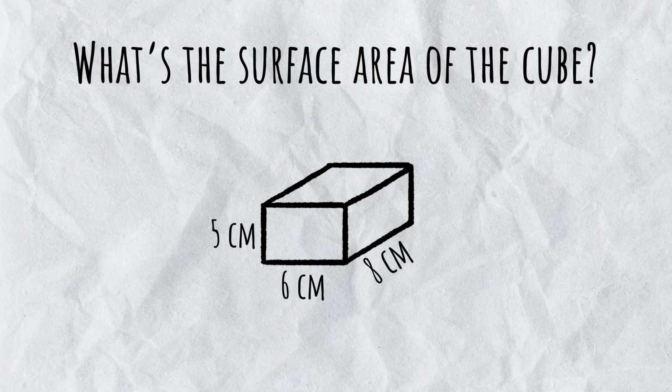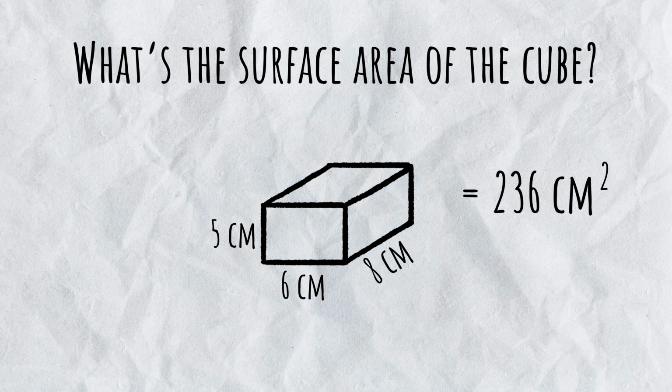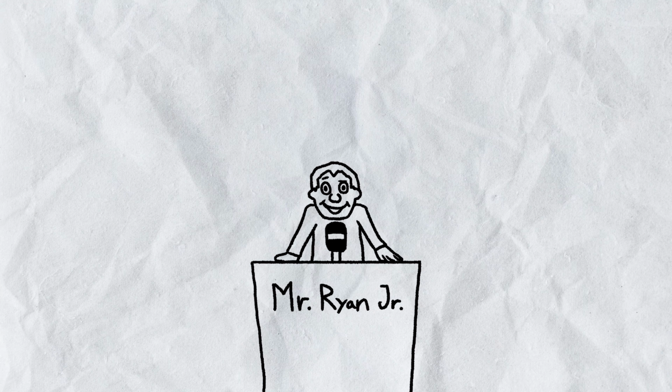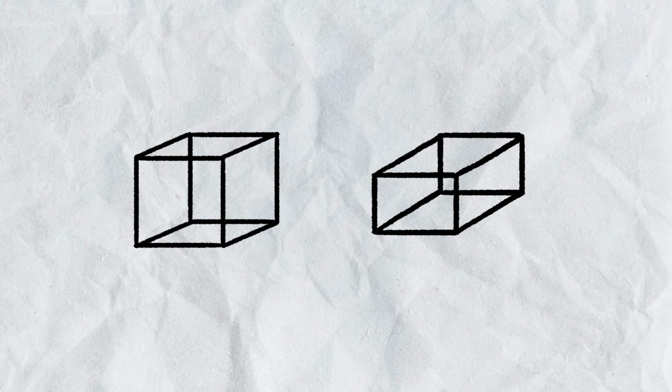If you guys were paying attention, you would have got the answer of 236 centimeters squared. So now it's time for the grand finale quiz, or the ultimate quiz, whatever you want to call it at this point. So on the screen, Mr. Ryan Jr. is going to put a picture of a cube and a cuboid. And it's your guys' job to work out the surface area of both the cube and the cuboid. So good luck.